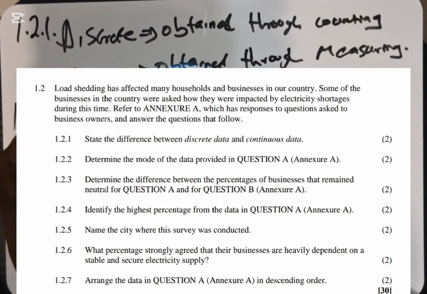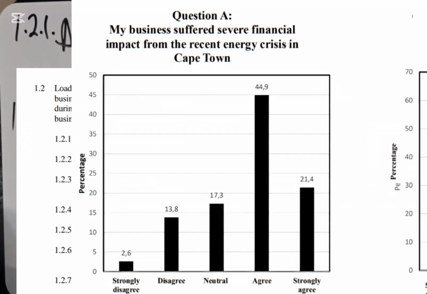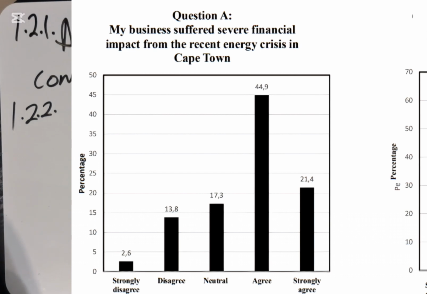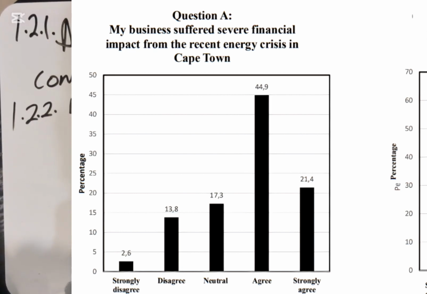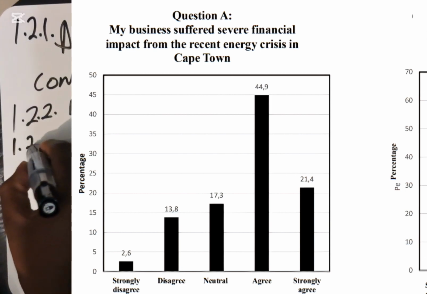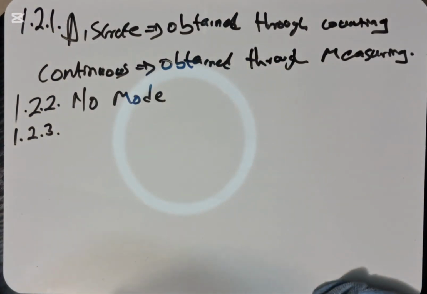Moving right along to 1.2.2. It says determine the mode of the data provided in question A, annexure A. So we go to annexure A, and we must look for a mode. The data is 6,13; 8,17; 3,44; 9, and 21,4. So we don't have any number that repeated, meaning that we don't have a mode. There is no mistake in the question paper. You must just write no mode.